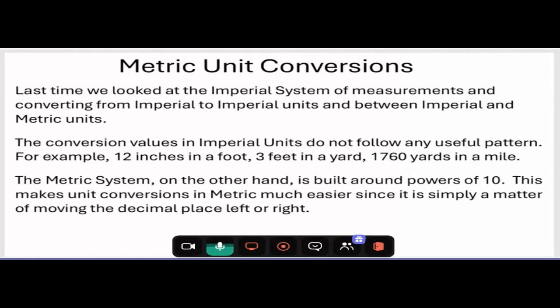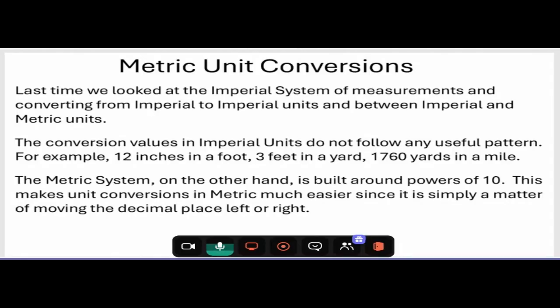The metric system is instead built entirely around powers of 10. And this makes the unit conversions in metric way, way easier, because when you're multiplying or dividing by 10, you're just moving the decimal one direction or the other to make the number 10 times bigger or smaller. You don't have to pick up your calculator. You don't have to set up ratios and multiply and divide. You just slide the decimal around.